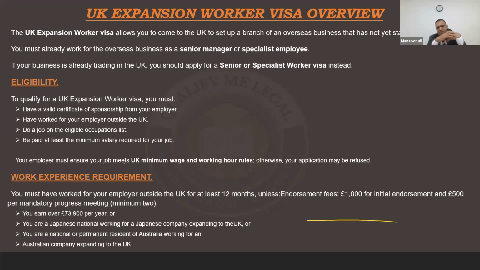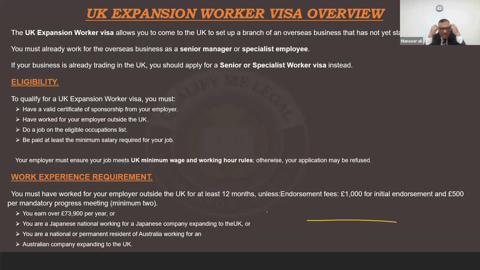There's a sort of confusion among people that the CEO can come on this visa. No, this visa is basically for a senior manager or specialist employee, because there must be someone back in your home country who is going to run the main business, and therefore this visa is for a senior manager or specialist employee. This visa is not for the owner or the person who is the backbone of the main business. So keep in mind, this visa category is for a senior manager or specialist employee, right?